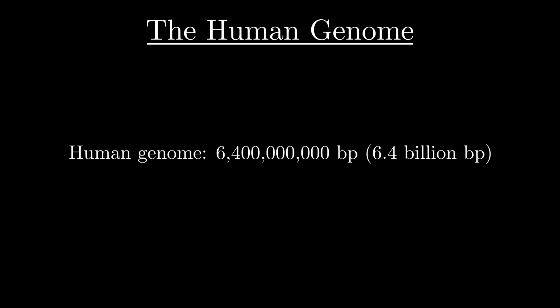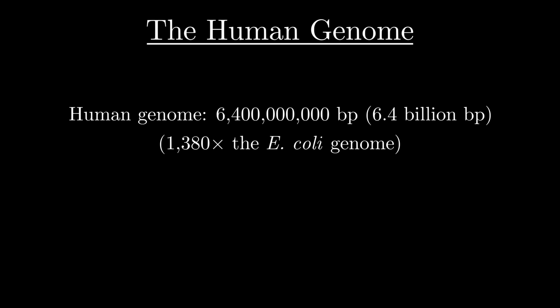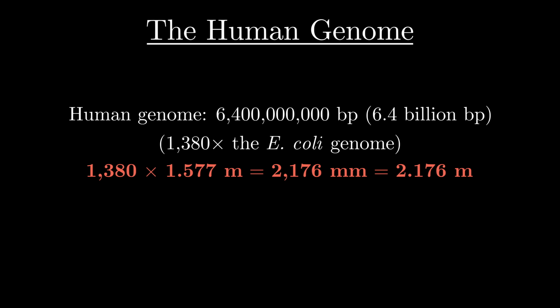So now let's think about the human genome. Each of your cells contains 6.4 billion base pairs. That is 1,380 times the size of the E. coli genome. And we know that the E. coli genome is 1.577 millimeters long, so that means the total length of DNA in each human cell is an incredible 2.176 meters, which is most likely taller than you.